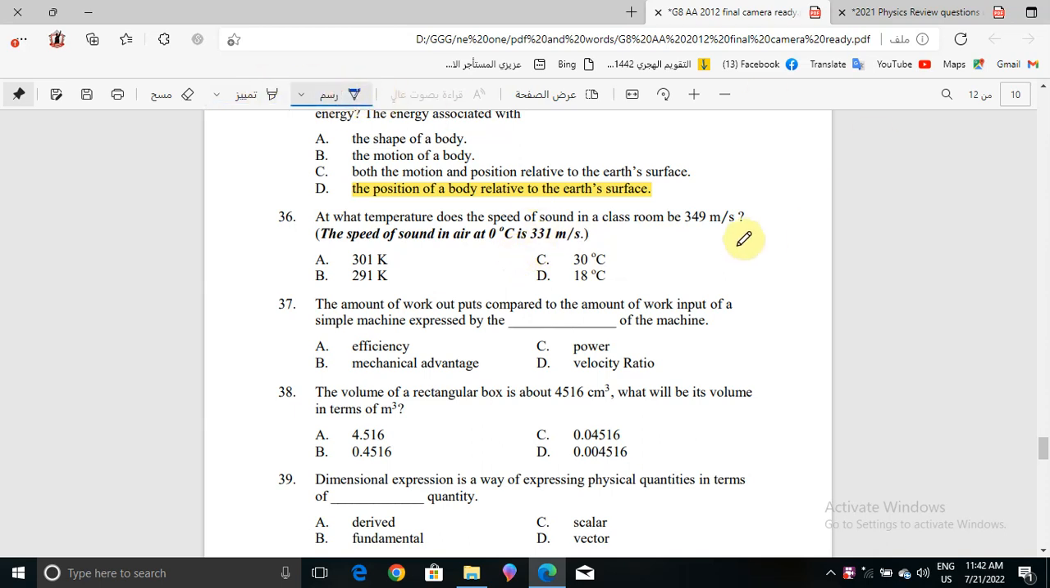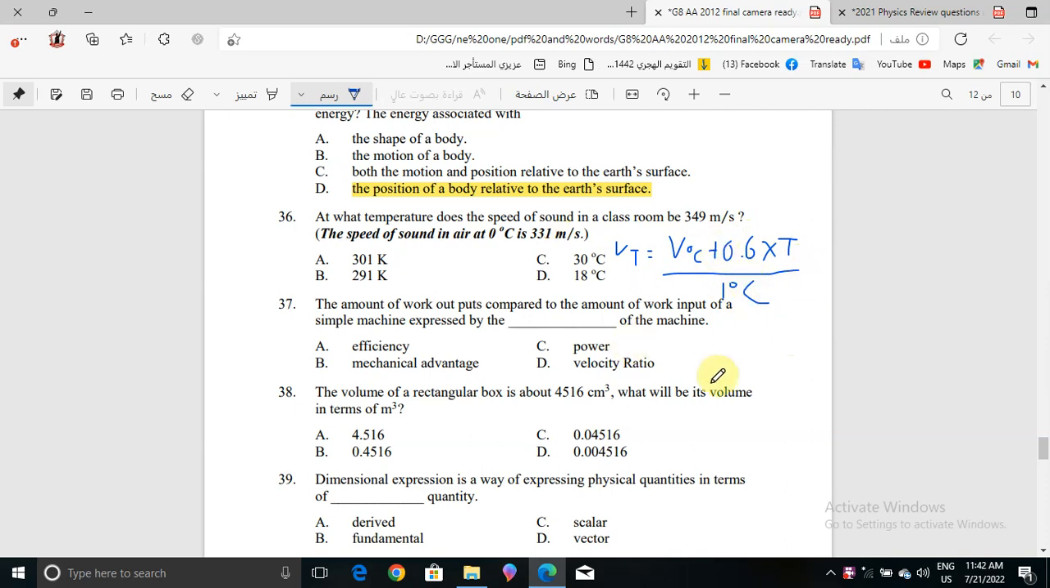Let's do it together by the formula Vt is equal to V at 0 degrees Celsius plus 0.6 times T over 1 degree Celsius.